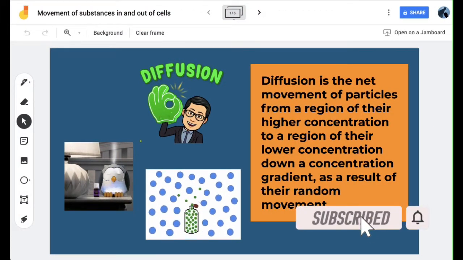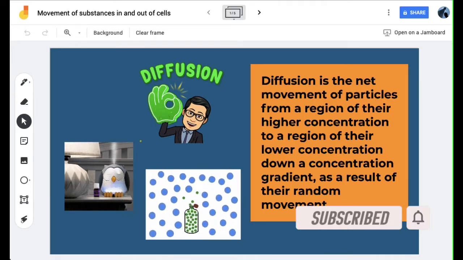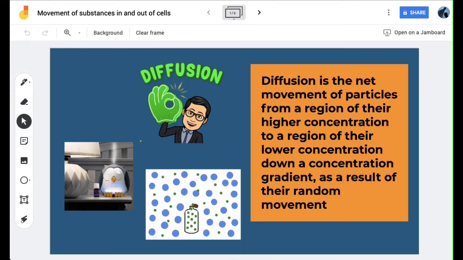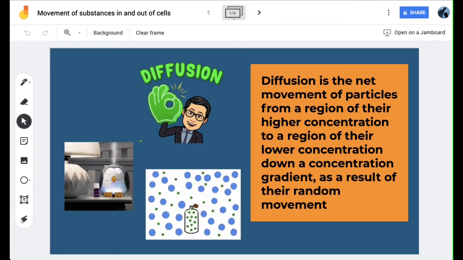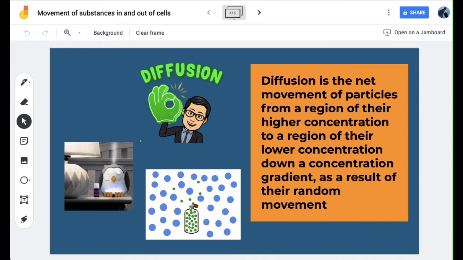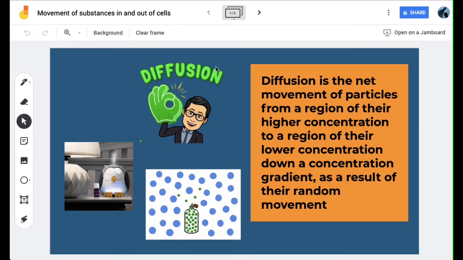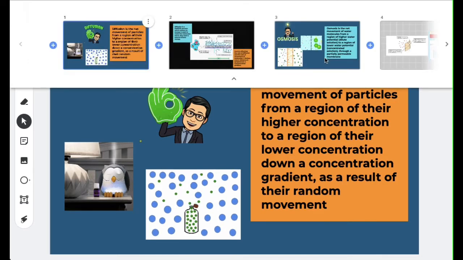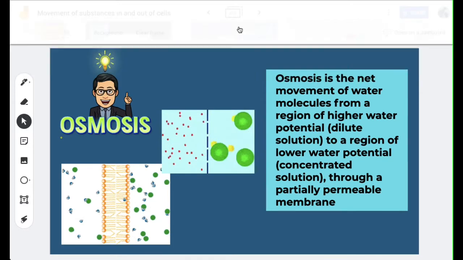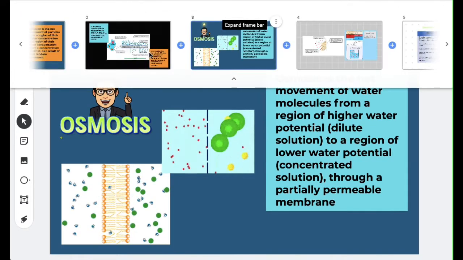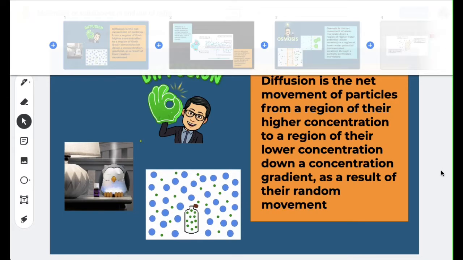For today, I am going to talk about the movement of substances in and out of cells that is included in the 0610 syllabus of biology from Cambridge. I have two major concentrations for this topic. The first one is diffusion and the other one is all about osmosis. So fasten your seatbelt and we are about to explore the difference between the two.